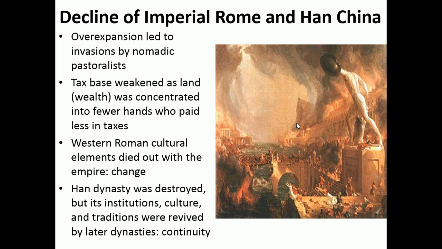An interesting point that you'll need to know about the fall of these empires is that in Western Rome, most of the cultural elements die out with the empire. For example, I'm not speaking Latin. I don't use Roman numerals in my math. China is a much different story. The Han Dynasty is destroyed, but its institutions, its culture, and its traditions are going to be revived by later dynasties. It's a wonderful example of cultural and political continuity.